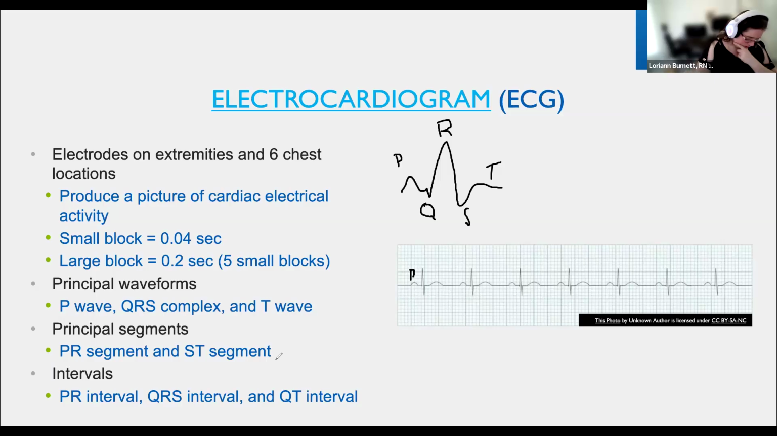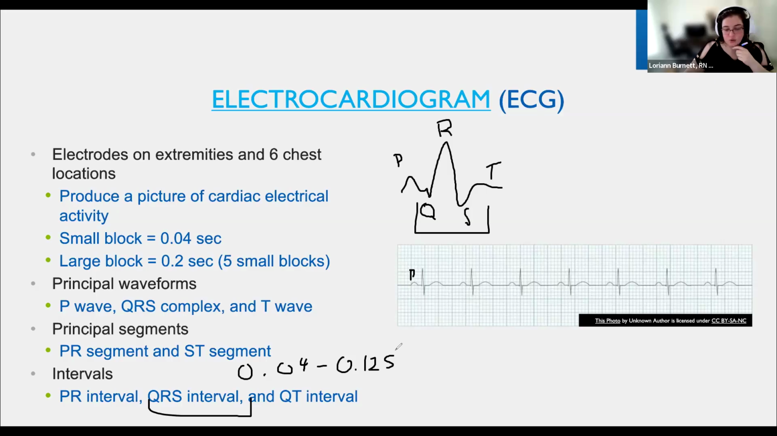Some of the numbers we need to know about is our QRS complex or QRS interval, and that's the time from the Q to the S, or the whole ventricle, is normally going to be anywhere from 0.04 to 0.12 seconds, or one itty bitty box to three itty bitty boxes.